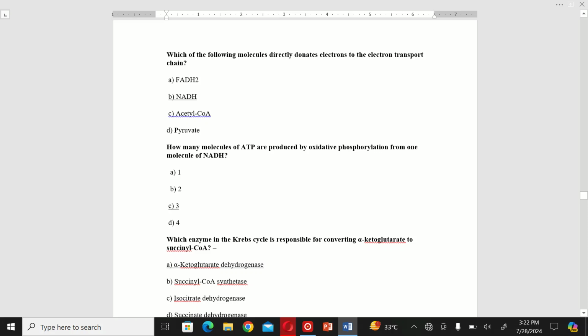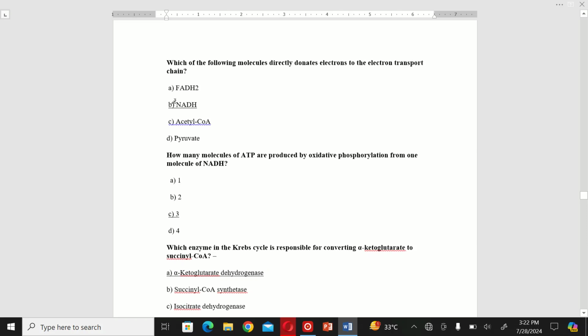The next MCQ: which of the following molecules directly donates electrons to the electron transport chain? A. FADH2, B. NADH, C. Acetyl coenzyme A, and D. Pyruvate. So the correct option is B.